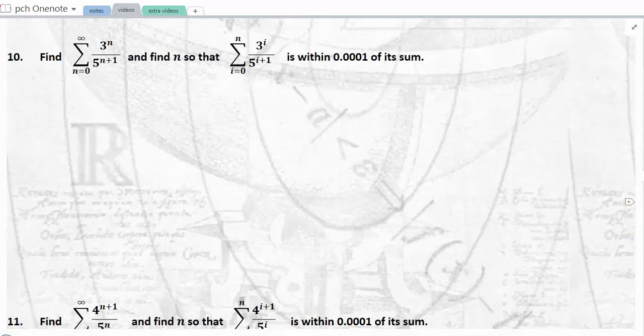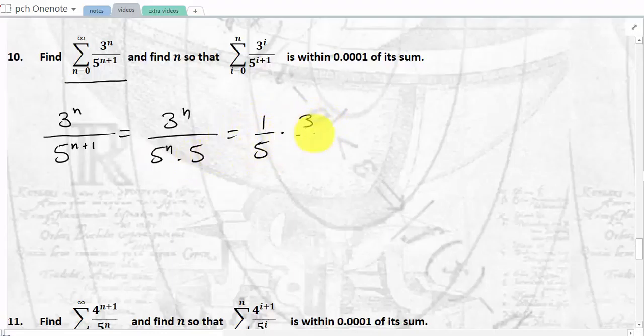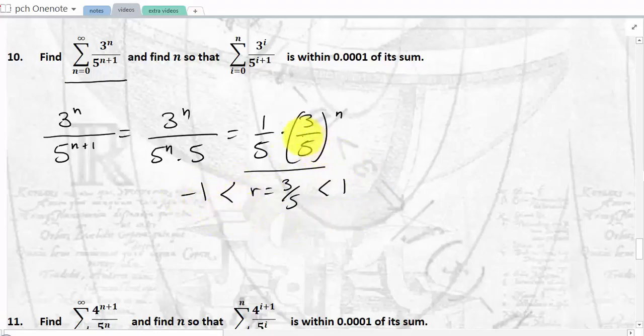So number 10. I'm asking you first to find this infinite sum. So let's start with that. So what's going on here? Again, I'm going to do what I just did. 3 to the power of n over 5 to the n plus 1. I'm going to write this as 3 to the n over 5 to the n times 5. And this is just 1/5 times (3/5) to the n. Okay? So this is the term of a geometric series. The ratio is 3/5. It is between 1 and -1. Therefore, this sum converges.